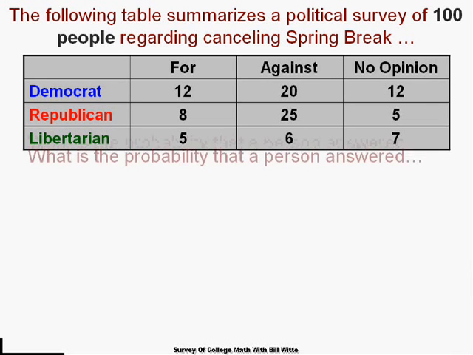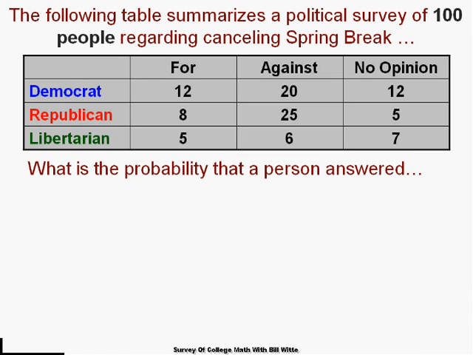There's your raw data. What is the probability now that a person answered that they were for it? This is no conditional, just that they were for it. Well, out of the 100, I see 12 plus 8 plus 5 were for it. So 12 plus 8 is 20, plus 5 more is 25. So 25 out of the 100 were for canceling spring break. So we reduce that and we have a 1 out of 4 chance. The probability is 1 out of 4 that any person, regardless of their party, was for it.